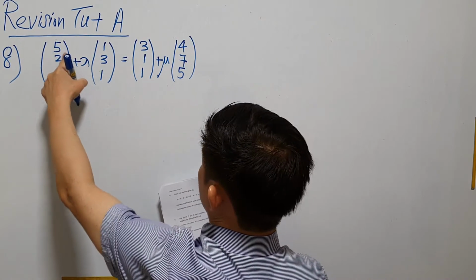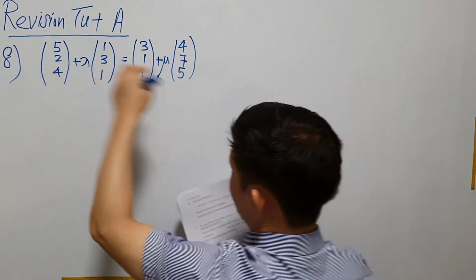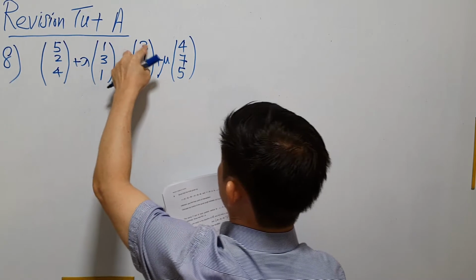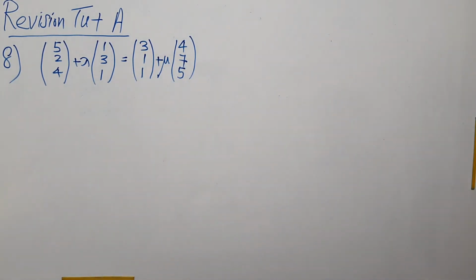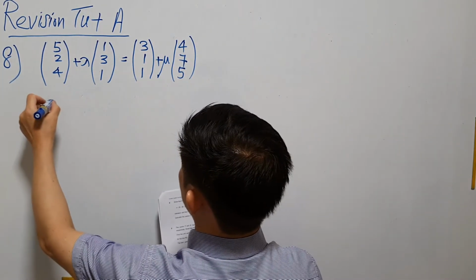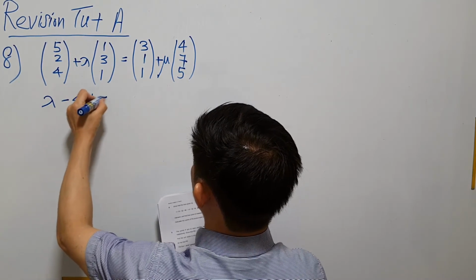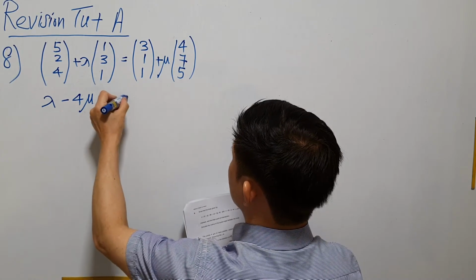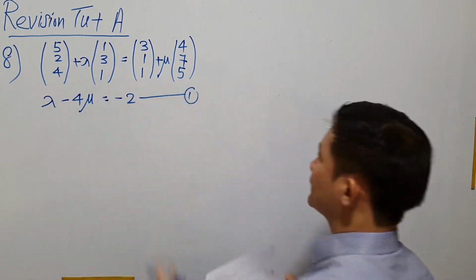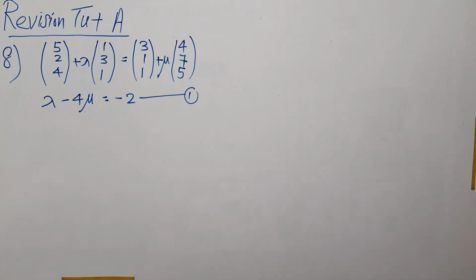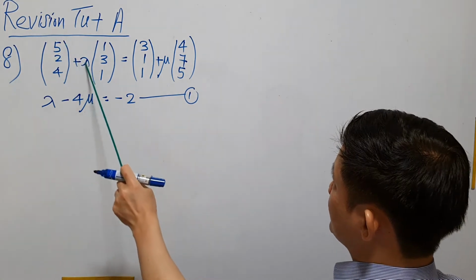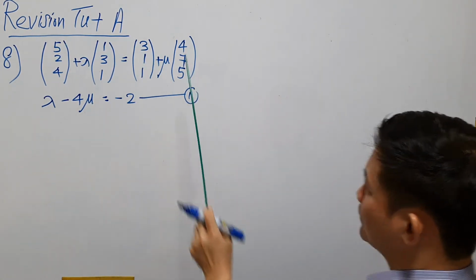So you equate the first component with the first component. So then you will have lambda minus 4 mu is equal to minus 2. This is equation 1. Right, I simply equated the first component with the first component. What I've simply done is I've taken 5 plus lambda equals 3 plus 4 mu.